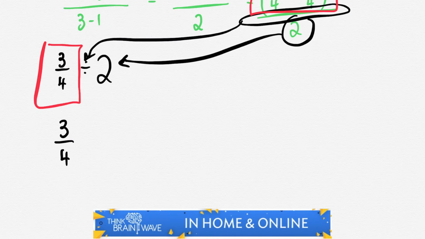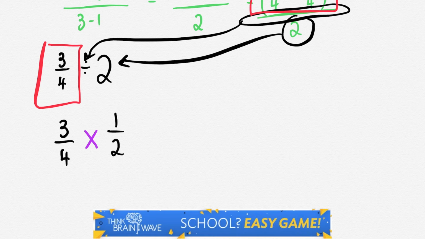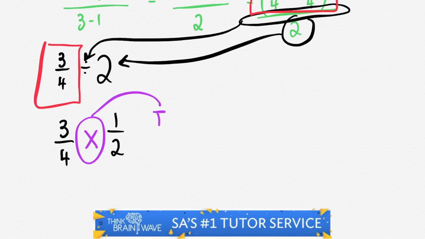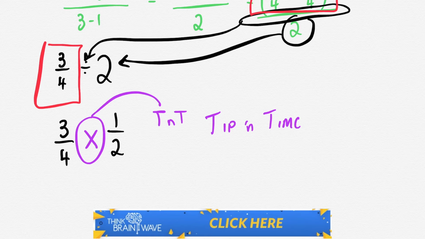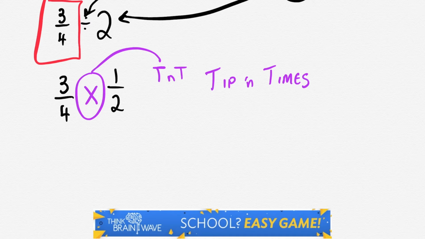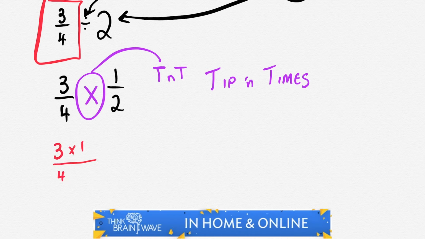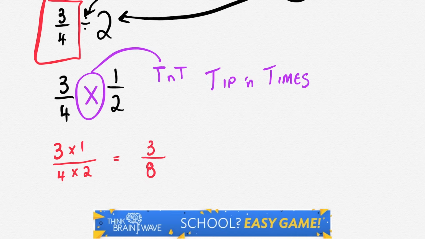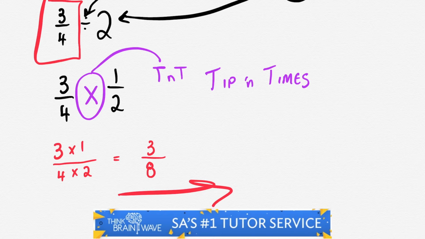We now say 3 over 4 times by 1 over 2. We call this tip and times, or T for short. So when you divide by a number, you can actually multiply by the inverse of that number. So you put that number underneath at the denominator position. Now we say 3 times 1 over 4 times 2. This gives you 3 over 8, and that's your answer. Easy game.